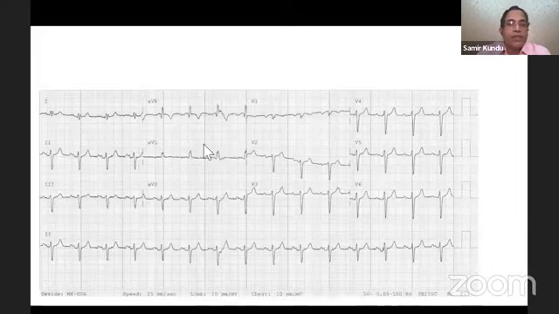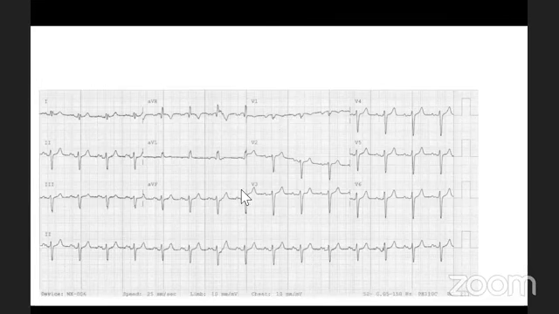This is an ECG showing a wide notched P wave, that means P mitrale, duration more than 120 milliseconds and interpeak duration more than 40 milliseconds. In lead V1, this is a totally negative P wave. That means left atrial enlargement.